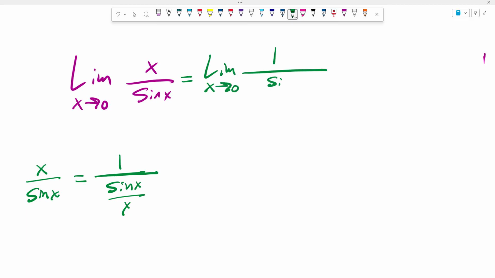And one of the limit laws that I handed out is that the limit of a quotient is the quotient of limits. So we could write this as the limit as x approaches 0 of 1 divided by the limit as x approaches 0 of sine of x over x.